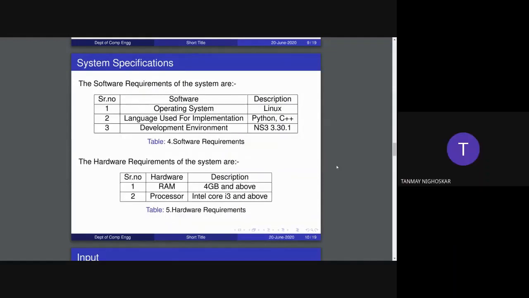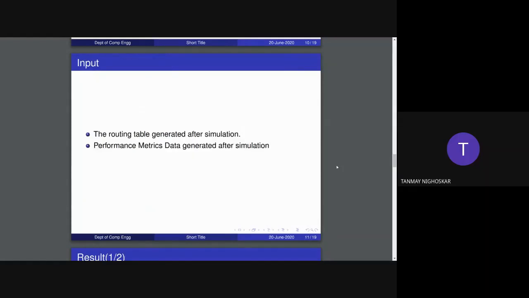So these are the system specifications for our project. The operating system on which the whole thing is based is Linux. We have implemented the whole algorithm in C++ and Python. The development environment which we've used is NS3. The input for our whole algorithm is basically the routing table which is generated after the simulation, and the performance metrics data file which is generated again after the integration of two stages.